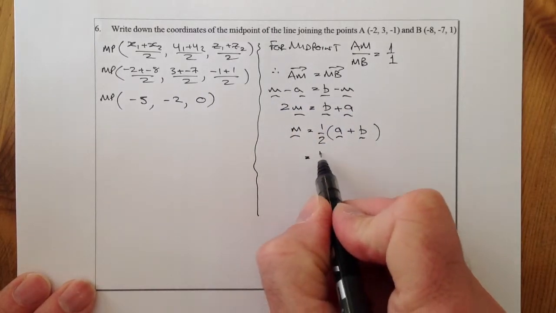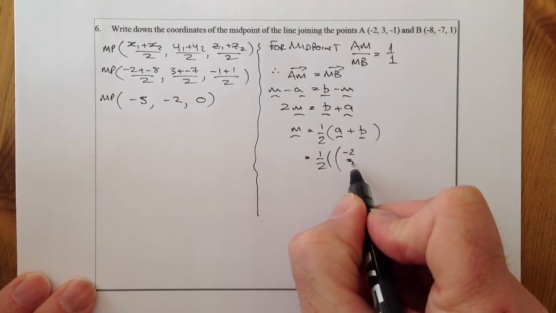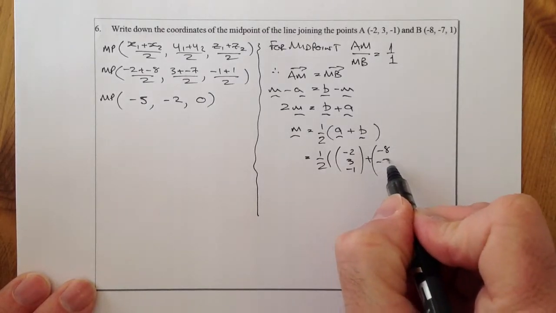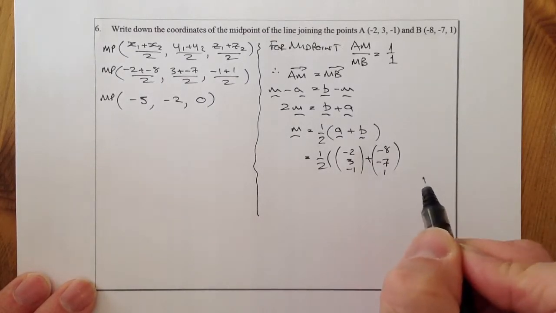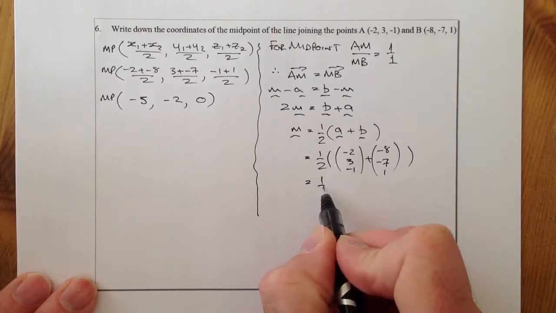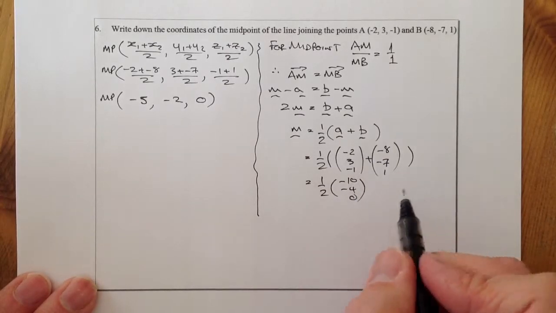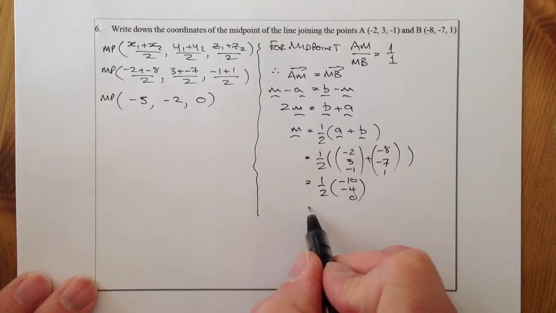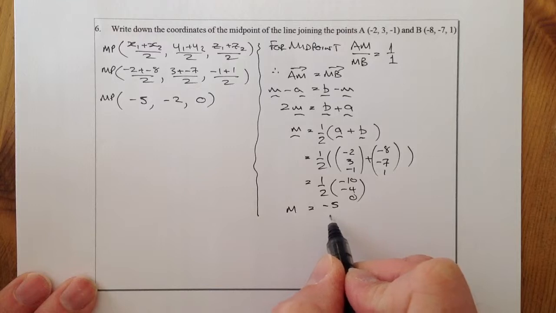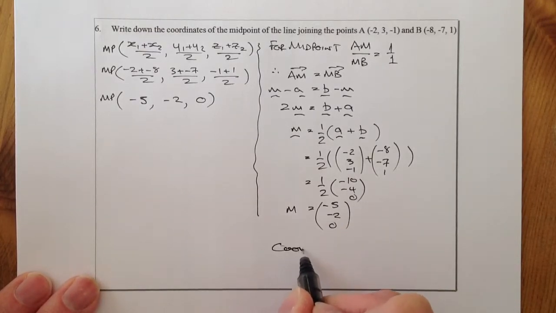Right, let's go and substitute our values in. So what we've got is minus 2, 3, minus 1, plus minus 8, minus 7, and 1 there as well. So when I gather them together, I've got a half of minus 10, minus 4, 0, when I add them all up. Just divide them by 2, and what that should give me for the midpoint is the same: minus 5, minus 2, 0 in component form.